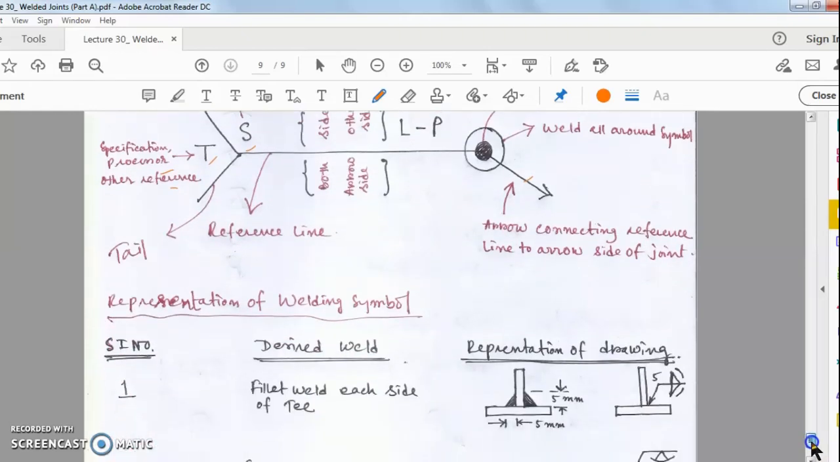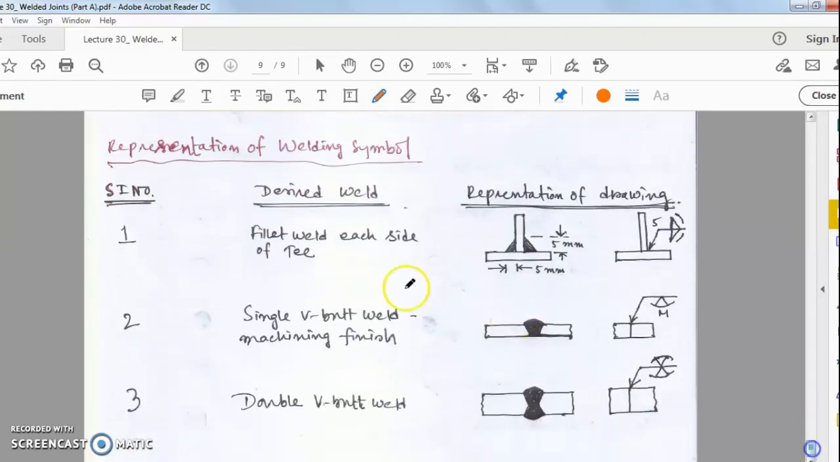For example, take the representation of a welding symbol for a fillet weld on each side of the T. Now in the drawing, how will it be shown? A fillet weld on each side of the T. Here you see this is the fillet weld. It is on both sides of the T, and the size of the weld is 5mm. It looks like a right angle triangle, so the base is 5mm and the height is also 5mm. So the size of the weld is 5mm.